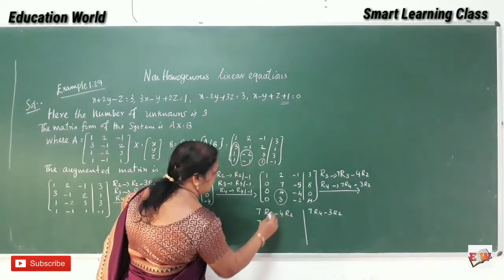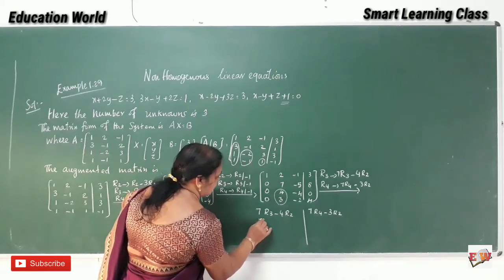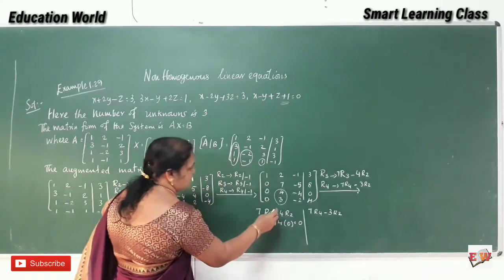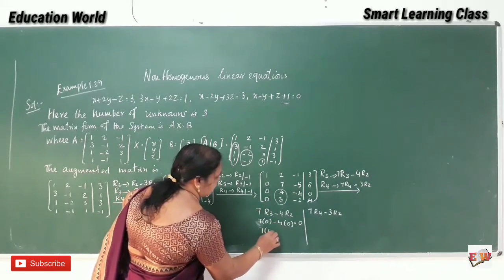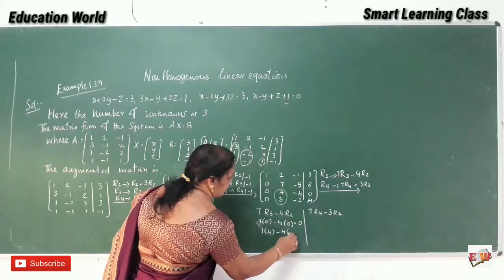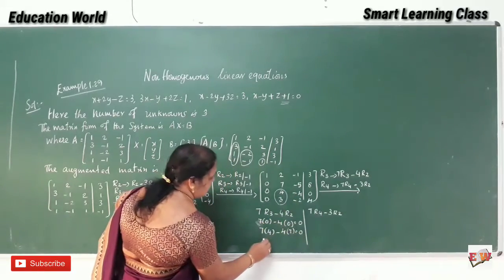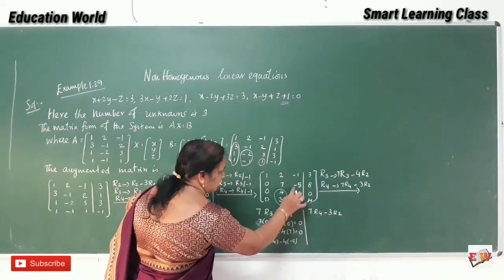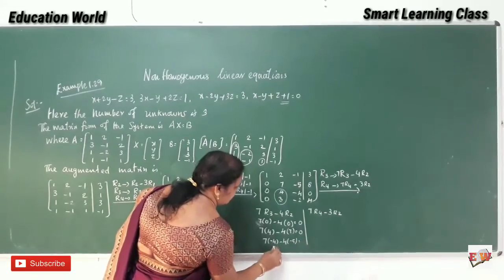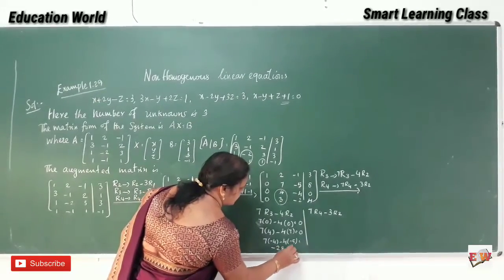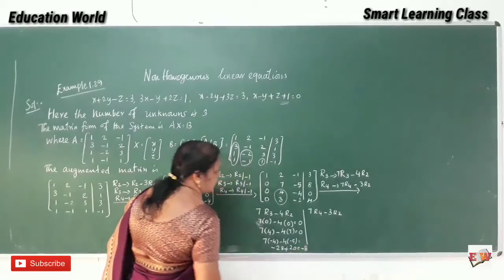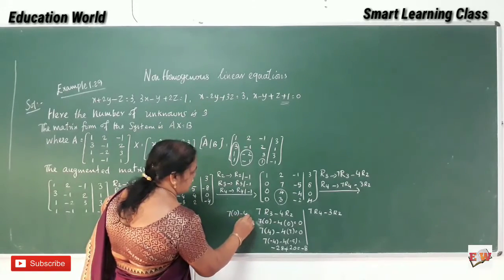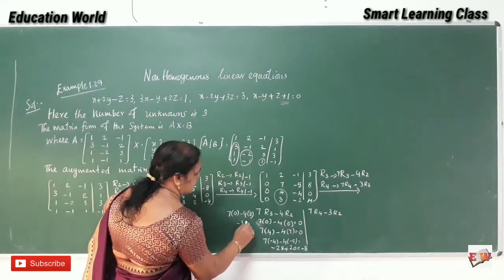Listen, 7 into this term is 0. 7 into 0 minus 4 into 0 is 0. So the answer will be 0. 7 into 4 minus 4 into 7 is 0. Then 7 into minus 5 minus 4 into minus 5: minus 35 plus 20 is equal to minus 8. Then 7 into 0 minus 4 into 8, minus 32.